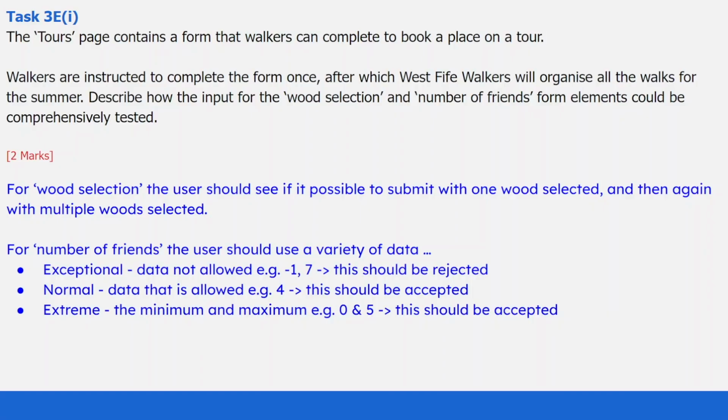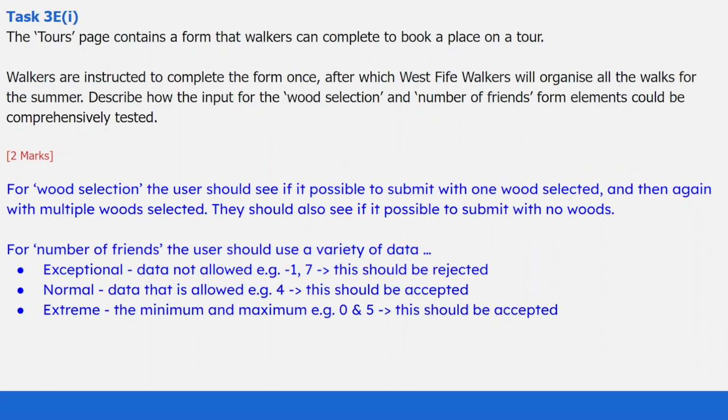So in order to comprehensively test the form in terms of wood selection, the user should see if it is possible to submit with one wood selected and then multiple woods selected. They should also see if it's possible to submit the form with no woods. To test the number of friends, the user should use a variety of test data. They should use exceptional test data, data that is not allowed.